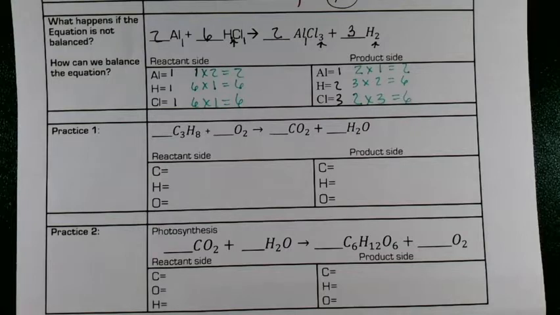Then you have photosynthesis, where plants take in carbon dioxide and water, because they absorb the water and take in carbon dioxide from the air, and they produce a sugar, which is glucose, and oxygen gas, which we consume to do our respiration. So work on those 2 problems, pause the video, and work on those.